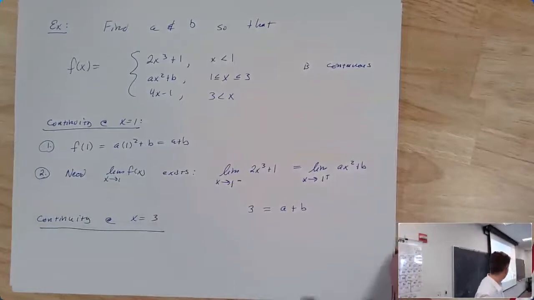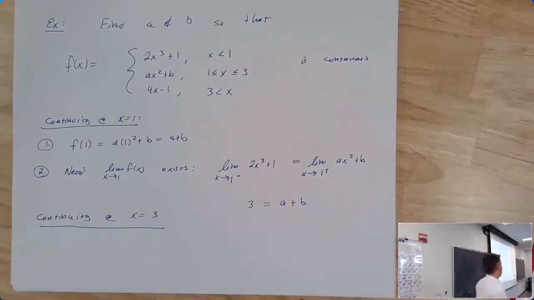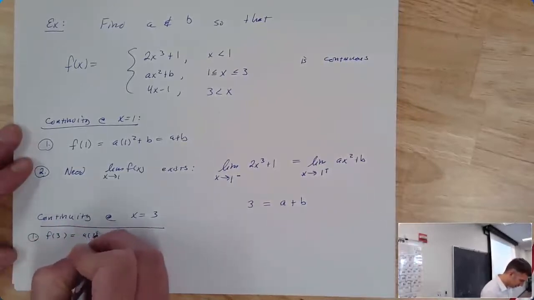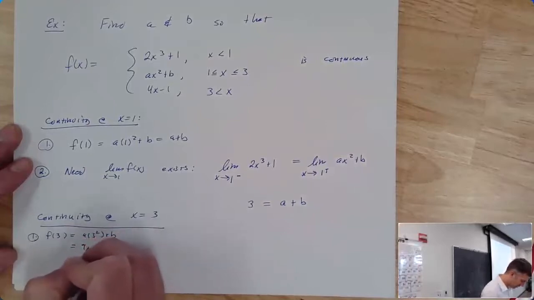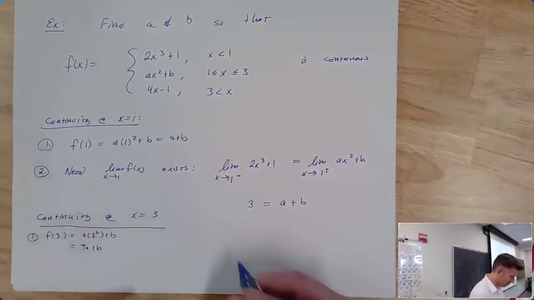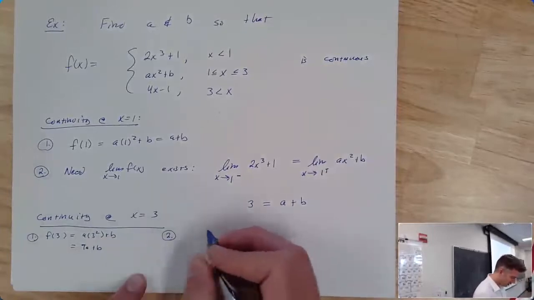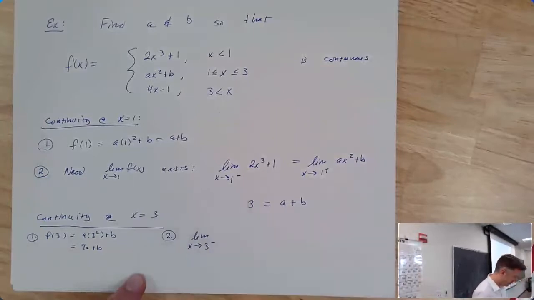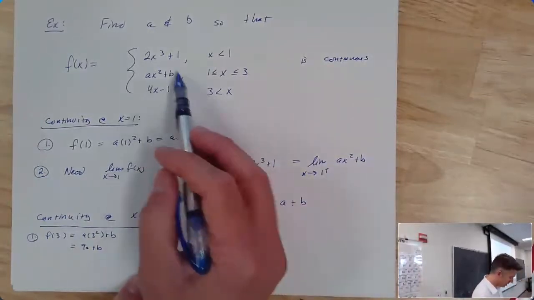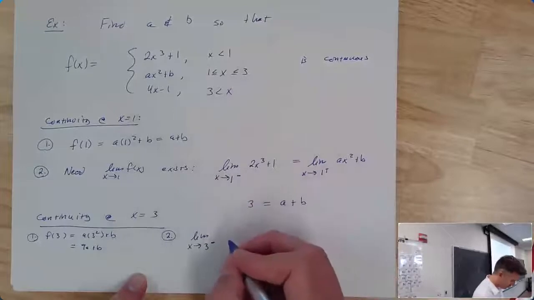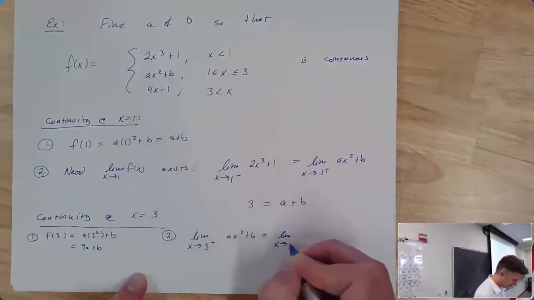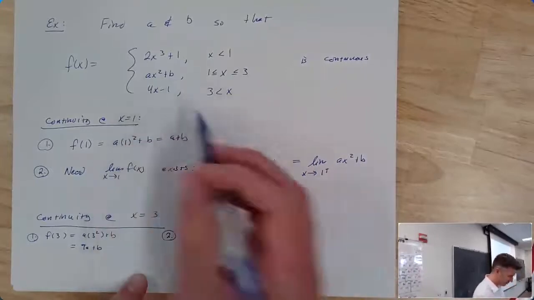Now the same sort of thing. We could probably bypass saying what f of 3 is. I mean, you can plug it in. F of 3 is going to be a times 3 squared plus b, which is 9a plus b. But then the real important part is the limit part. If I look at the limit as x approaches 3 from the left, I'm going to be using the middle piece of the function where x is less than 3. And I'm going to need that to be equal to the limit as x approaches 3 from the right, which is going to use this last piece of the function, which is 4x minus 1.